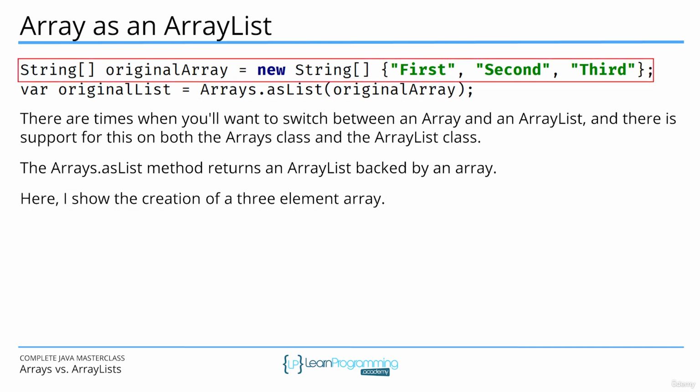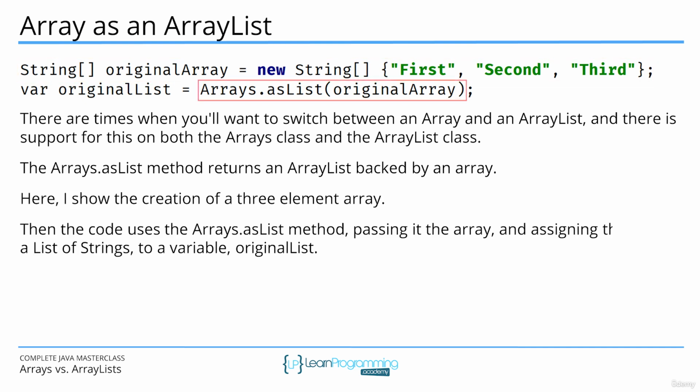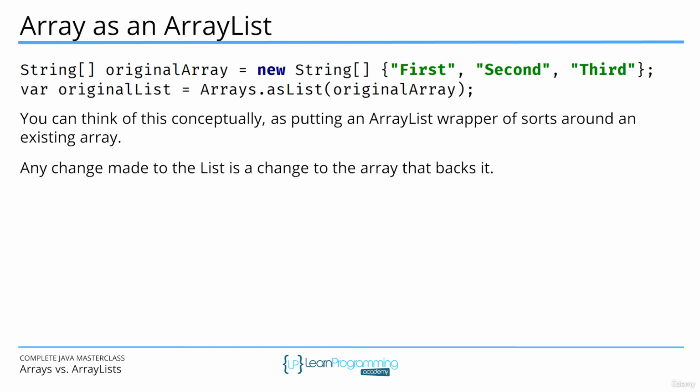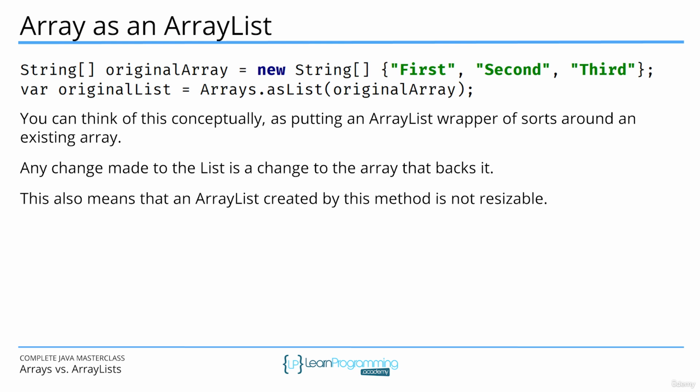Here I show the creation of a 3-element array. Then the code uses the Arrays.asList method, passing it the array and assigning the result, a list of strings, to a variable originalList. You can think of this conceptually as putting an array list wrapper of sorts around an existing array. Any change made to the list is a change to the array that backs it. This also means that an array list created by this method is not resizable. Let's look at this method in code.